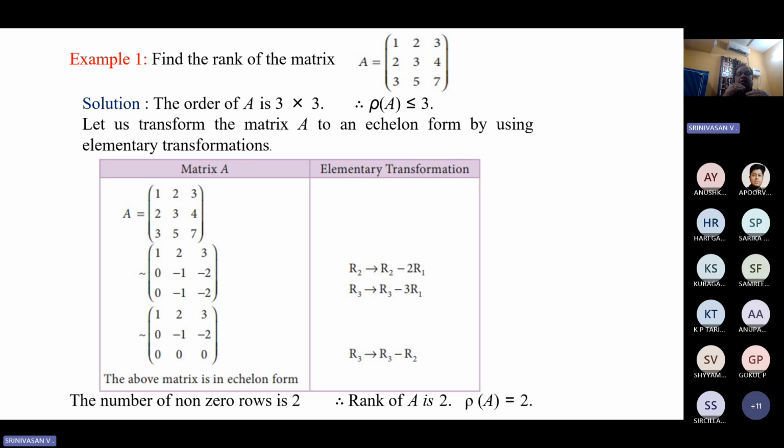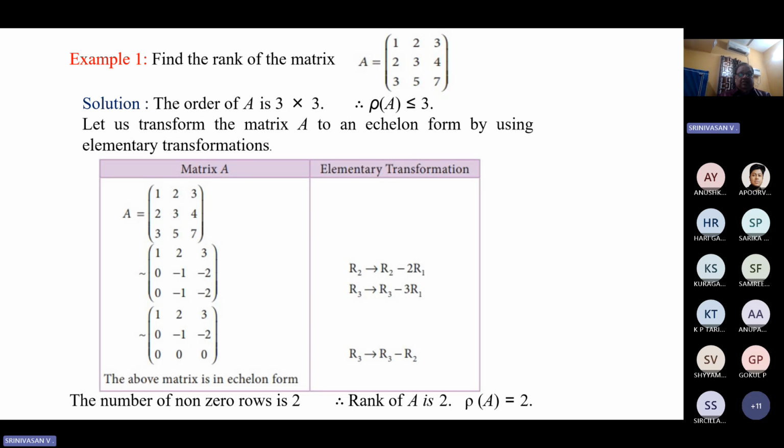You can add one row to another row. You can do elementary operations row-wise. You can do elementary operations column-wise. Let us uniformly do it by doing elementary operations row-wise. Okay.